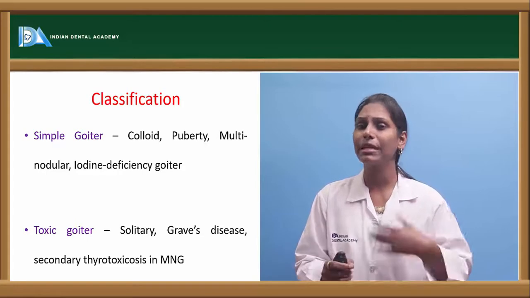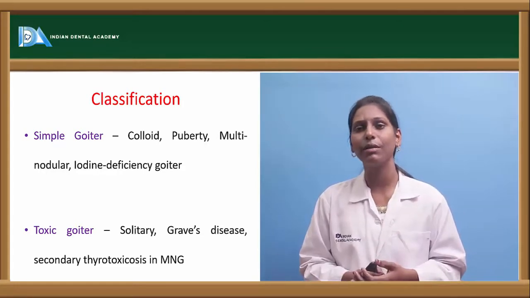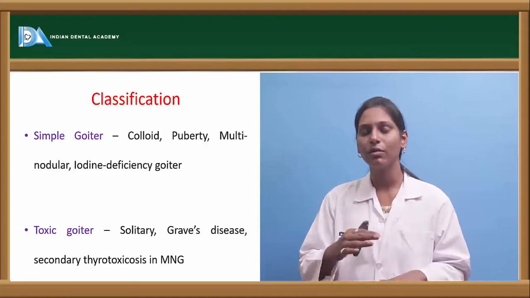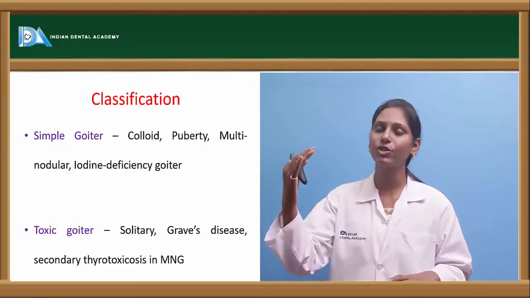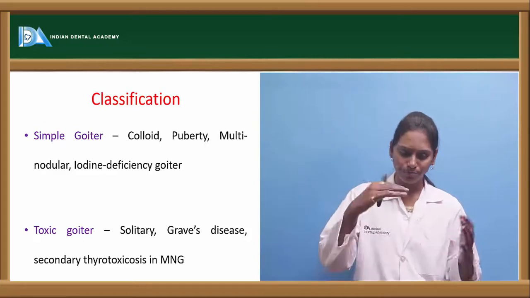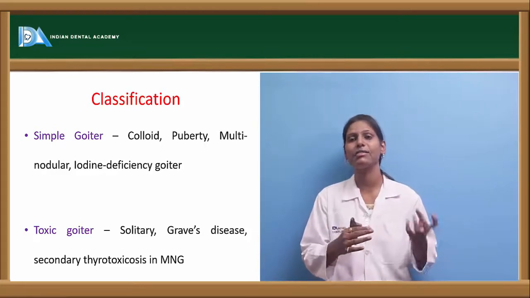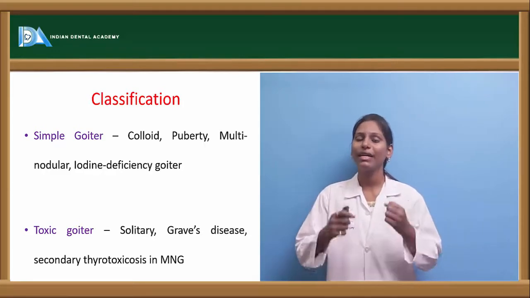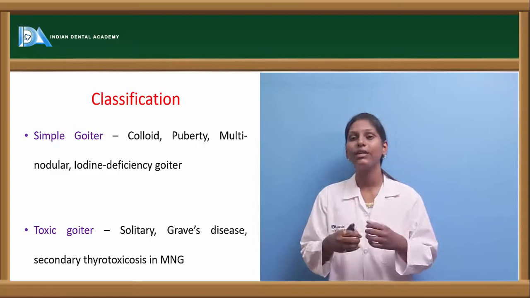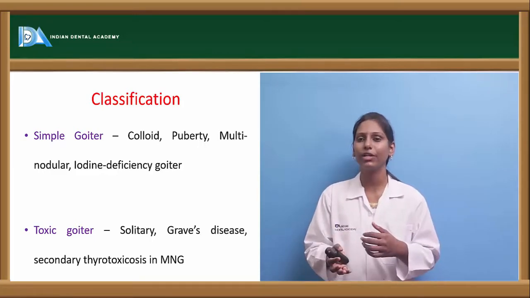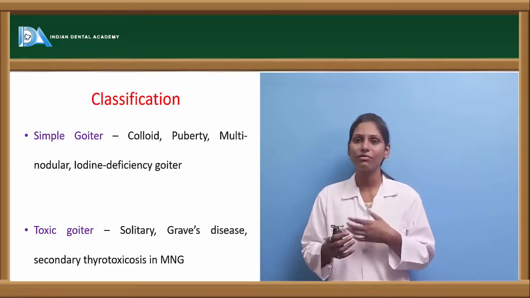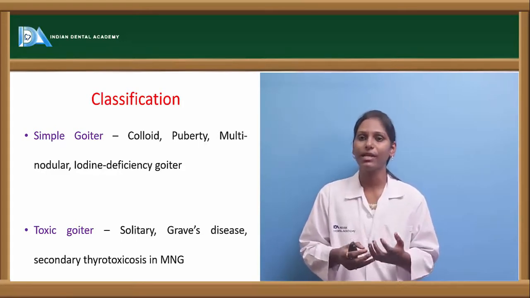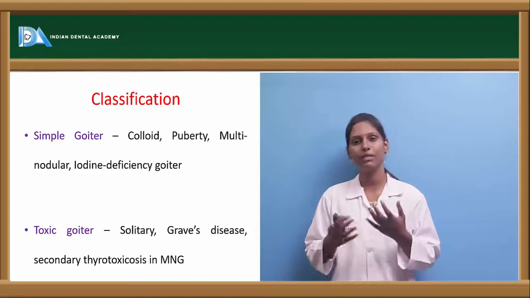Why will there be increased secretion of thyroid stimulating hormone? Whenever there is decreased circulating thyroid hormone within the body, it sends a feedback to the pituitary gland, where it releases thyroid stimulating hormone. Because of the release of thyroid stimulating hormone, it continuously signals the thyroid gland to release more and more thyroid hormones. Because of this increased workload, there can be hypertrophy and also hyperplasia of the thyroid gland, leading to simple goiters.